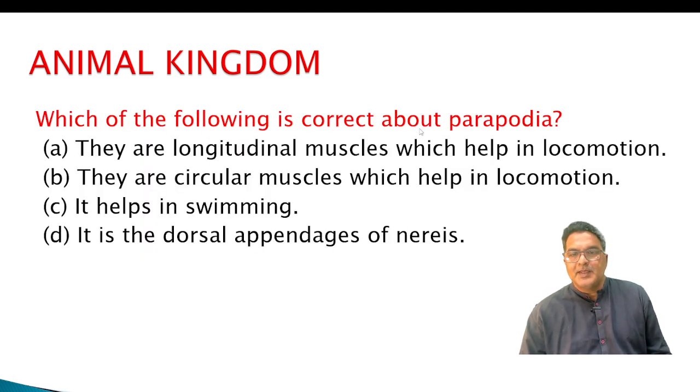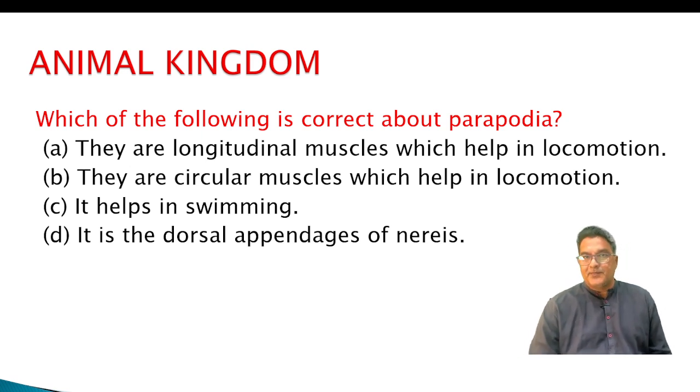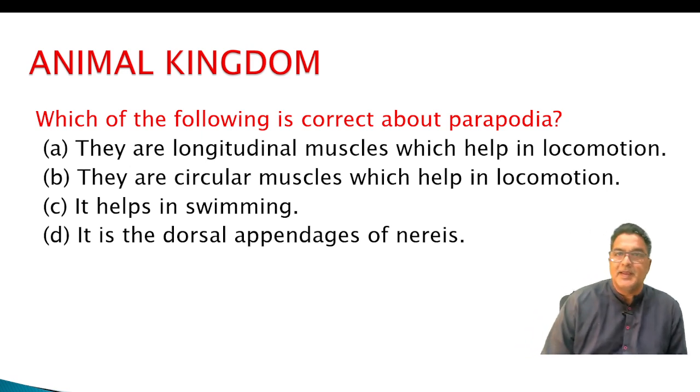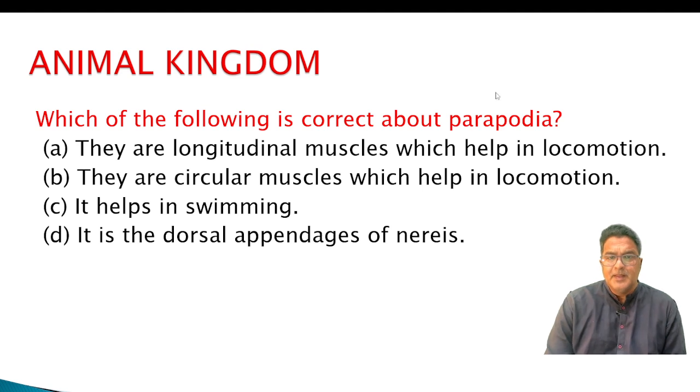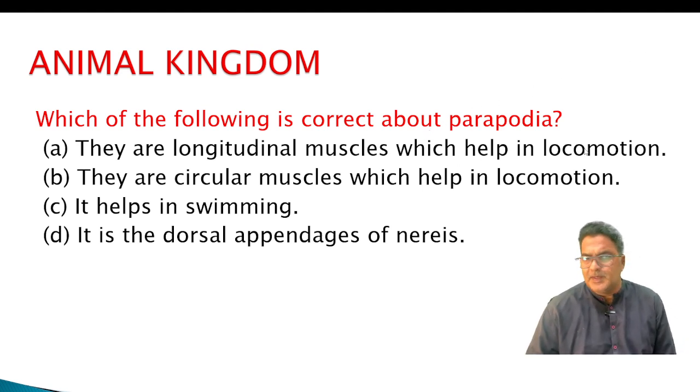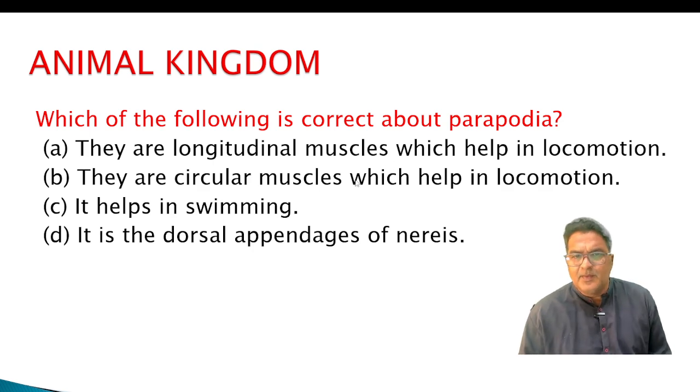Which of the following is correct about parapodia? Para, aside; podia, legs. Parapodia is a characteristic feature of phylum Annelida, particularly class Polychaeta. That we can say Nereis. We have an example, Nereis. They have longitudinal muscles which help in locomotion. Yes, they have longitudinal muscles and circular muscles as well. It helps in swimming. Yes, they are helpful in swimming.